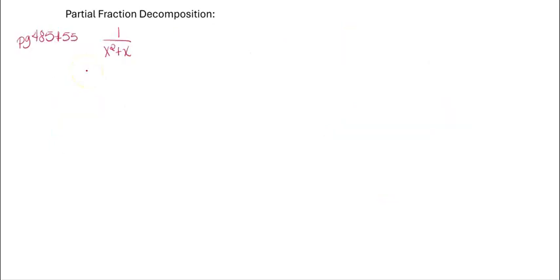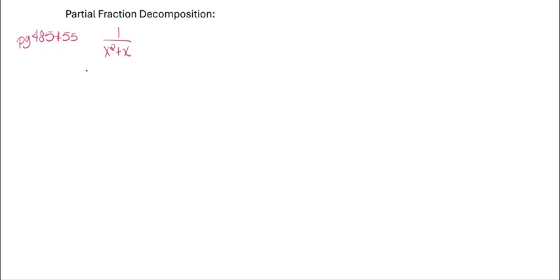Okay, so let's work on one more together. Let's do page 485, number 55. This one looks a little different because the numerator is a little different. We've got 1 over x squared plus x. And I'm going to ask you to decompose it into two partial fractions that when you add them together give 1 over x squared plus x.